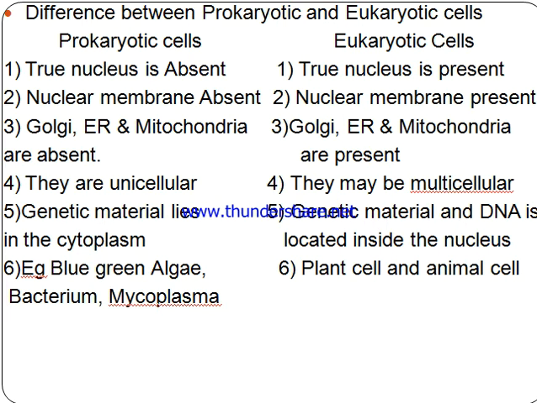Good morning students. In my last video we discussed the types of cells, of which the important types are two: one is the prokaryotic cell, the other is the eukaryotic cell. We discussed the difference between prokaryotic and eukaryotic cells, and I told you to write down the important differences in your notebook.